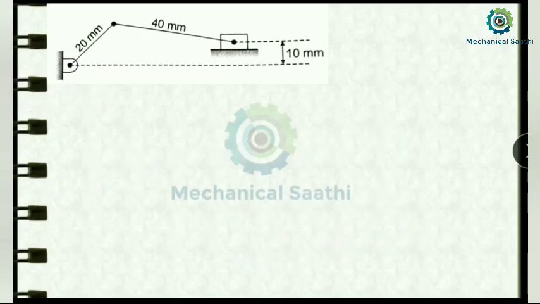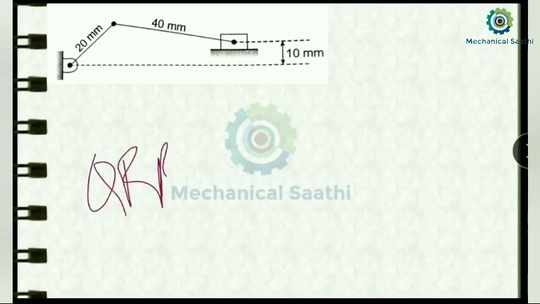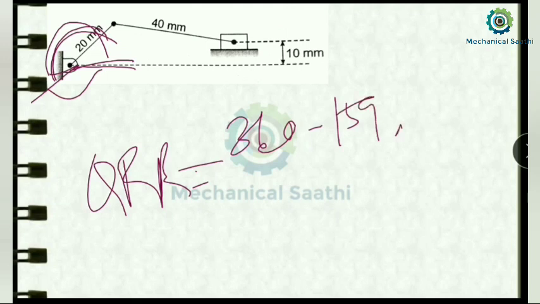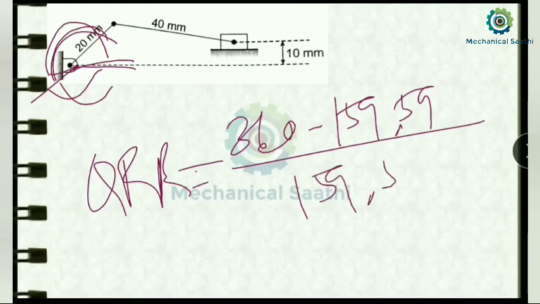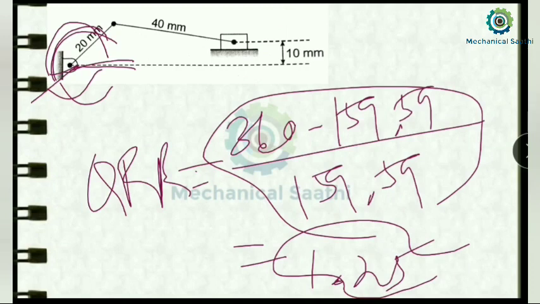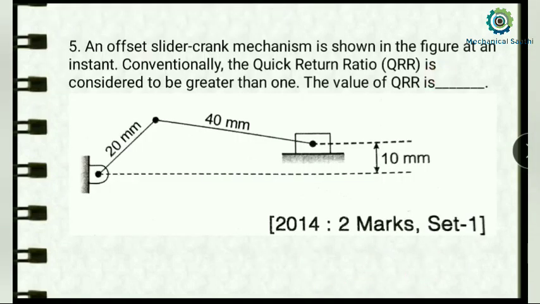Now if we try to calculate the QRR, which is given as greater than 1 over here, it is this total angle divided by this angle. This total angle we can find out by 360 minus 159.59, divided by this angle, that is 159.59. If we calculate this total value, we get 1.25. So the quick return ratio will be 1.25, and 1.25 will be the answer over here.